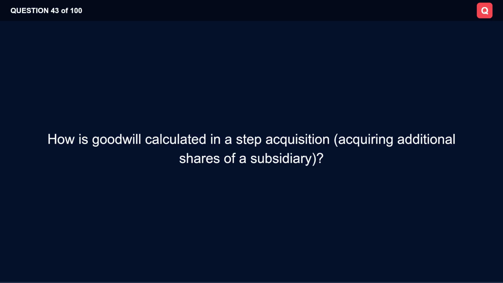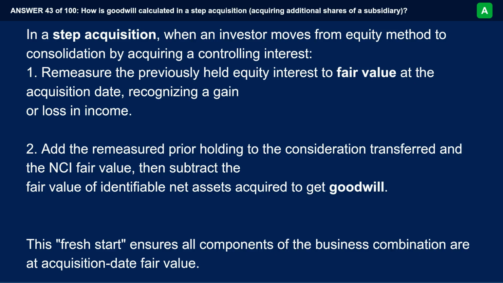How is goodwill calculated in a step acquisition, acquiring additional shares of a subsidiary? In a step acquisition, an investor moves from equity method to consolidation by acquiring a controlling interest. 1. Remeasure the previously held equity interest to fair value at the acquisition date, recognizing a gain or loss in income. 2. Add the remeasured prior holding to the consideration transferred and the NCI fair value, then subtract the fair value of identifiable net assets acquired to get goodwill. This fresh start ensures all components of the business combination are at acquisition date fair value.